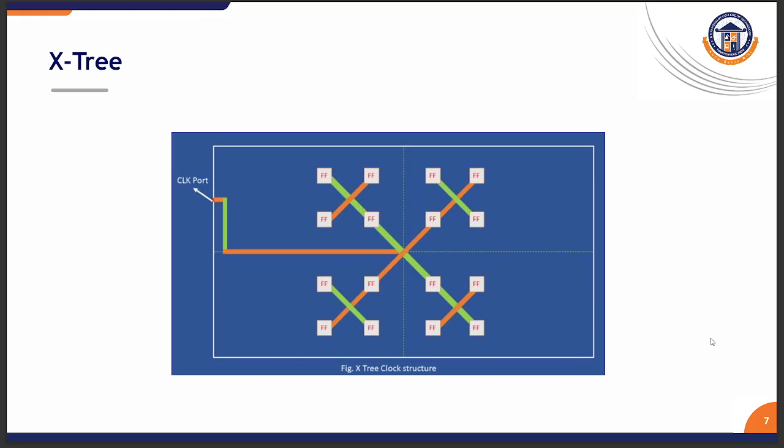And the next one is the X tree. In the X tree structure, the clock branches spread in diagonal directions. The advantages of this methodology are that it covers a large chip area, and it is useful when the sinks are spread irregularly. But the routing is more complex, and the skew is slightly higher compared to the H tree. So when we use the H tree, we can obtain minimum skew, but in the case of the X tree, it will have higher skew.